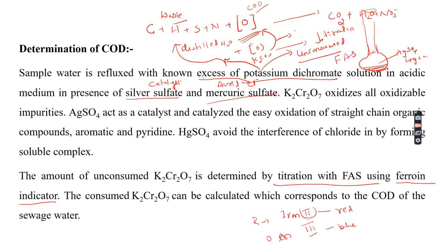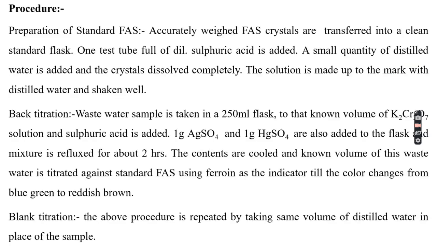Then, to determine the consumed potassium dichromate, we have to carry out the titration with distilled water. The blank is treated the same way, and that distilled water is titrated against FAS. We will get the net quantity of FAS used for the oxidation process. So that net quantity minus the unconsumed potassium dichromate gives the consumed potassium dichromate.